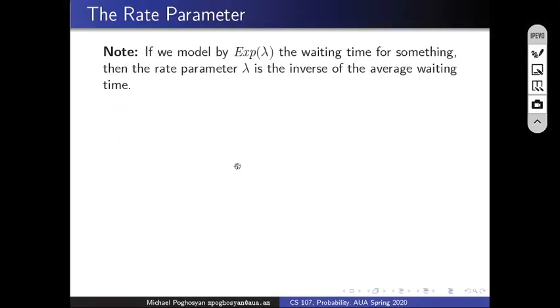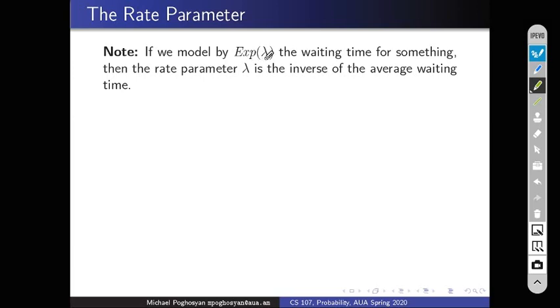Okay, and about the rate parameter, I will go back to that interconnection between Poisson and exponential, but first about this rate parameter. If we model with exponential lambda the waiting time for something to happen, so x is the waiting time and x is exponential with parameter lambda, then that rate parameter lambda is the inverse of the average waiting time. Let me give an example, and later we will talk about that again.